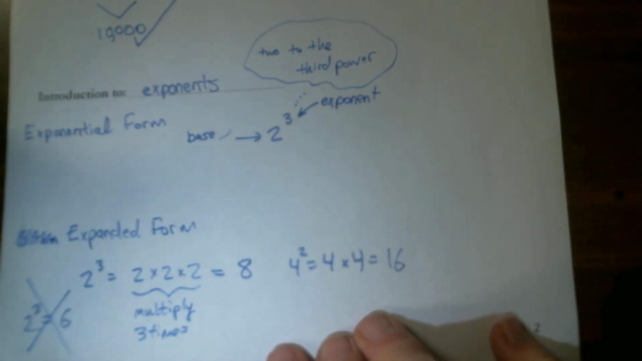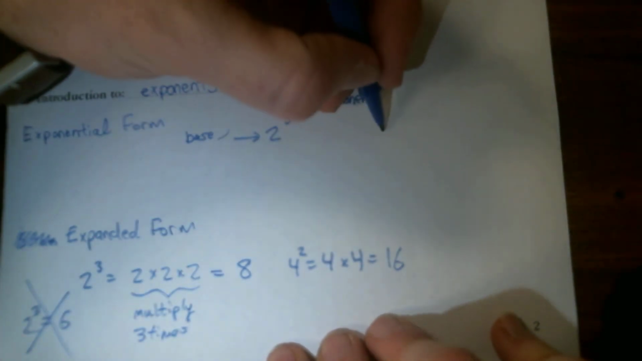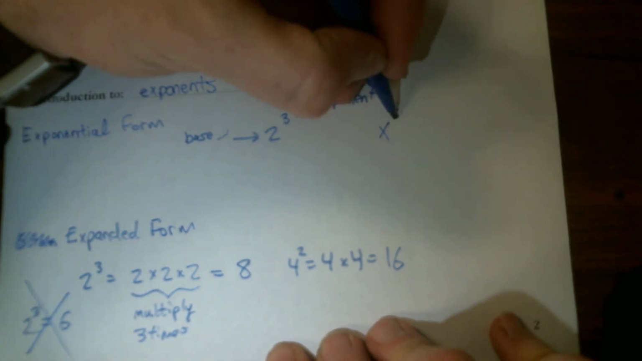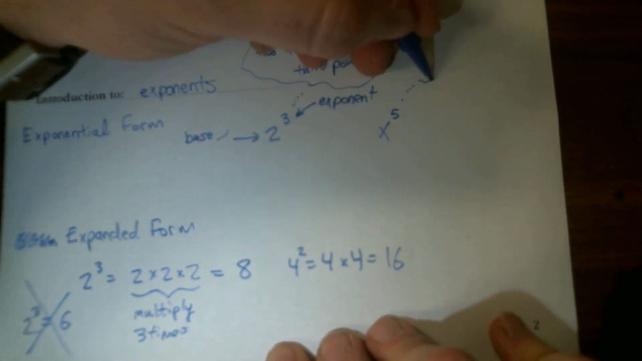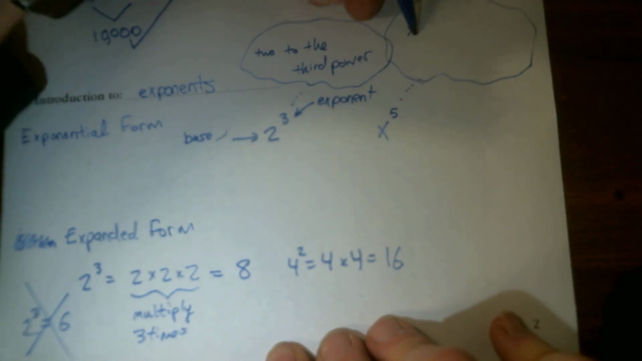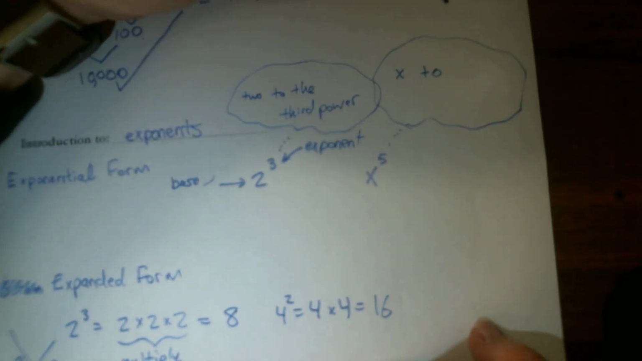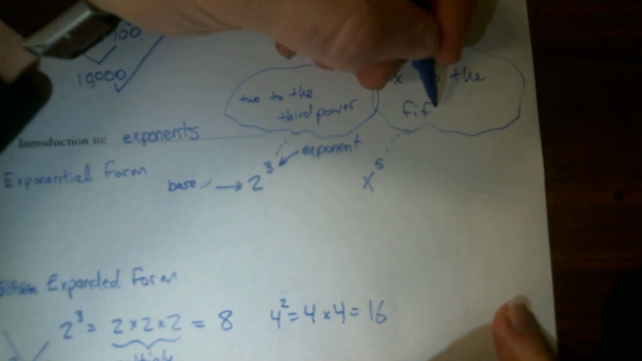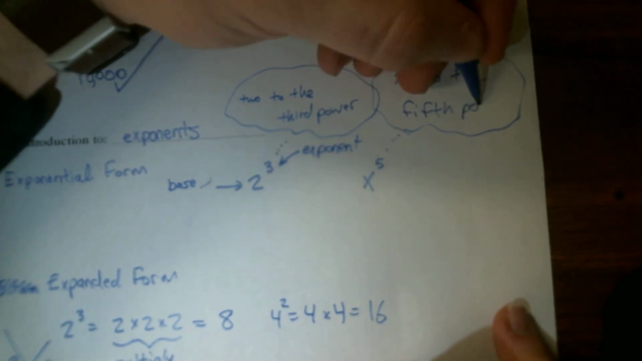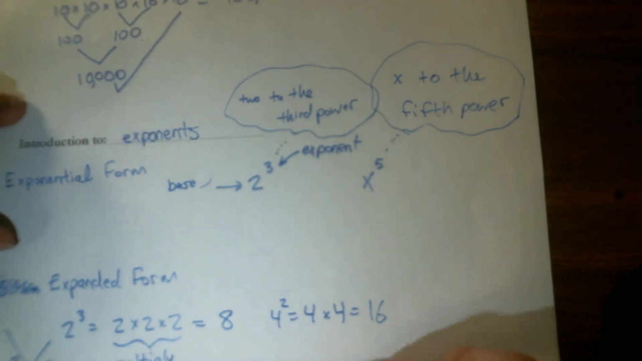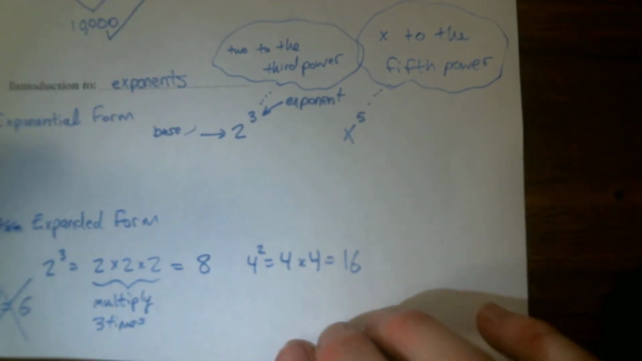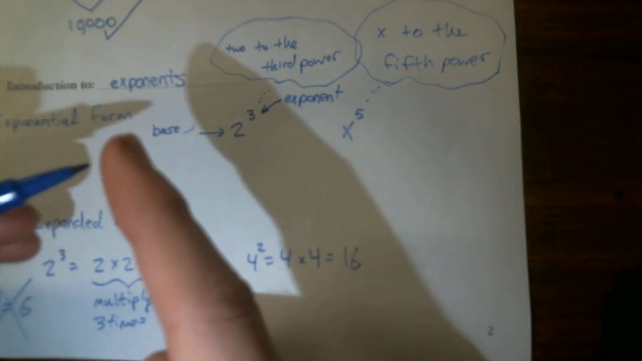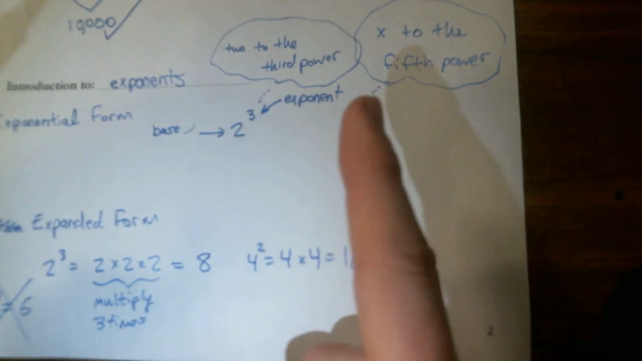So let's think about this with variables. Let's say I gave you x to the 5th power. So again, how do I say that? Let's write it down. X to the 5th power. Nice. Now if I want to do x to the 5th power, we're going to do this now in what's called expanded form. Think about what expand means. Expand means to take something and to spread it out.